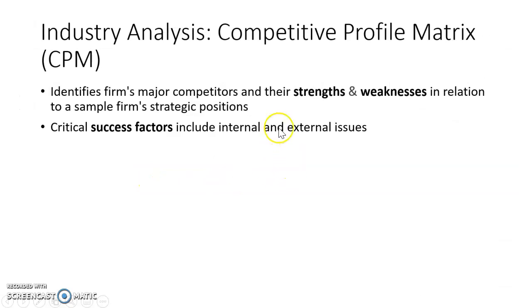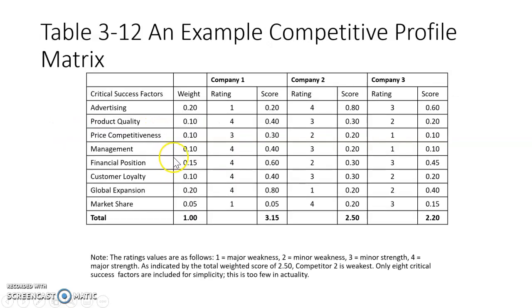Let's also look at the competitive profile matrix. So the competitive profile matrix is going to allow you to take a look at where you stand in terms of your competitors. So you first identify your major competitors and list their strengths and weaknesses in relation to a sample firm or maybe even your firm's strategic position. And then you look at the critical success factors and you weight and rate them.